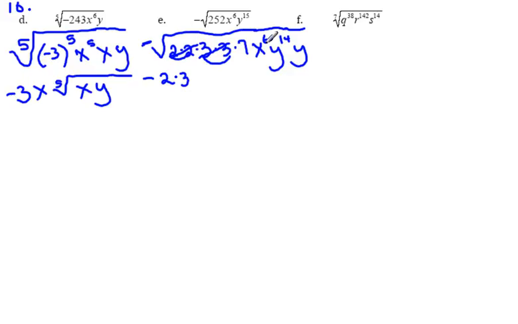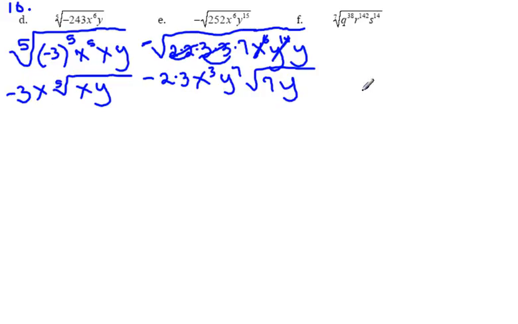X to the sixth is a perfect square. 6 divided by 2 is 3, so I have x cubed. We'll get rid of that one too. Y to the 14th: 14 divided by 2 is 7, so I have y to the 7th. Used that. So I go back and write my radical, and what's left underneath there that I didn't use is a 7 and a y.